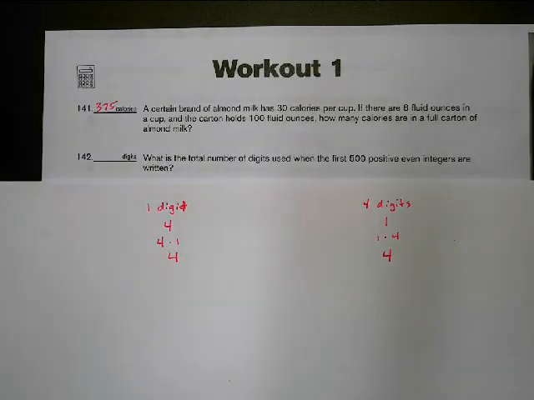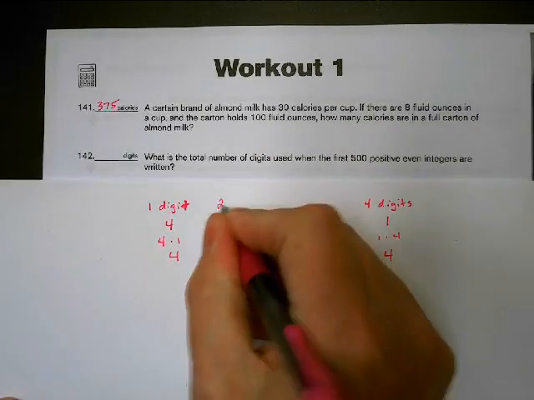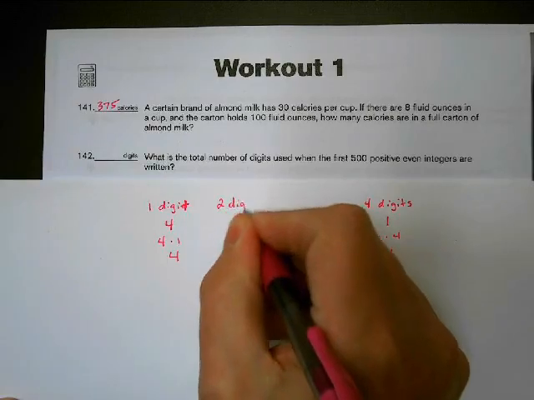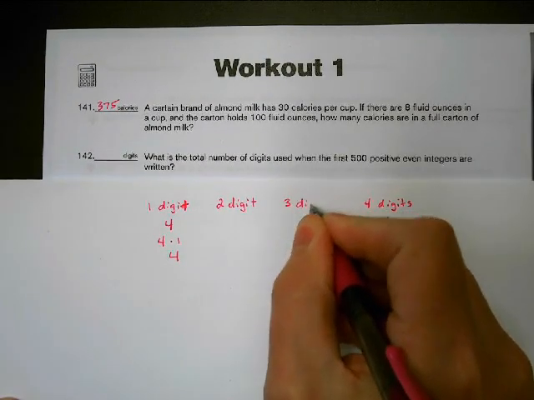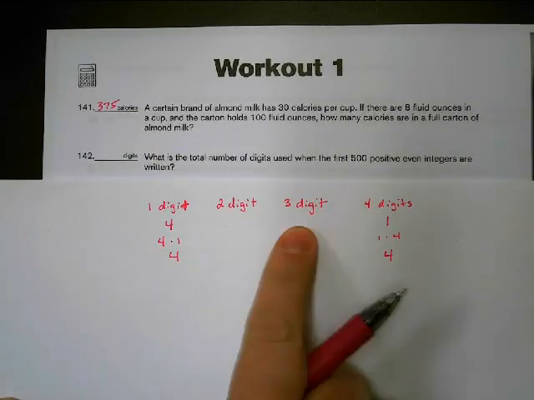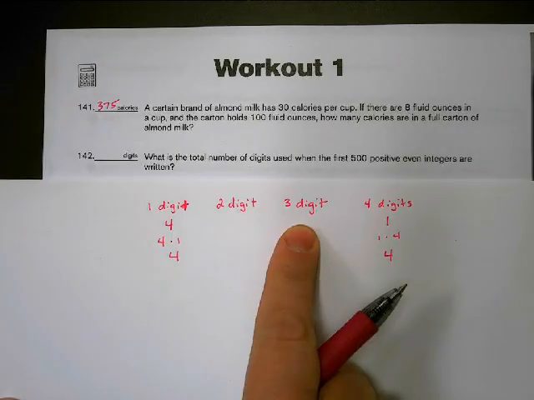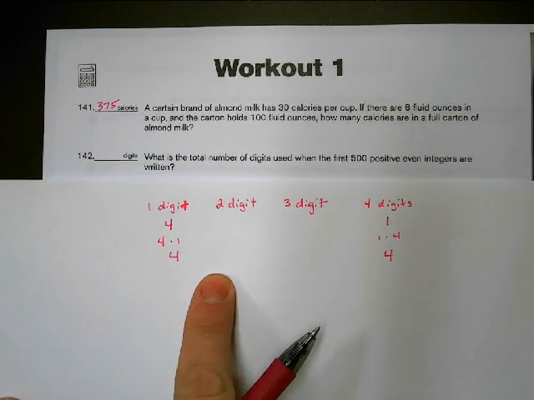All right, so I still need to find out how many digits I'm going to use for all the 2-digit numbers and the 3-digit numbers. Between the 2-digit and 3-digit numbers, I should have 495 numbers. Let's start with the 2-digit numbers. These would be the easiest ones.